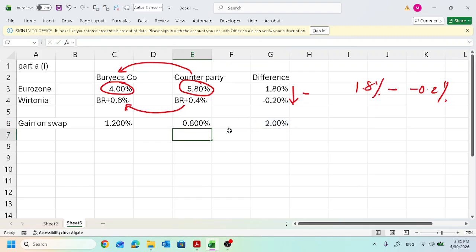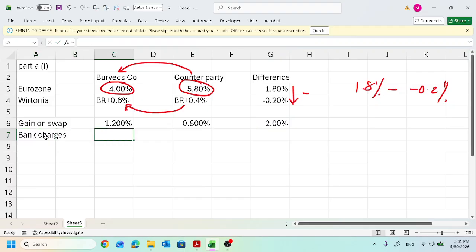So if the overall saving is 2%, 1.2% saving should be given to B company. 0.8% saving will be given to the counterparty. This is through bargaining. This is not from any theory. Based on the size of the companies, based on the bargaining powers of these companies, they would decide this in their negotiation phase. Now let's include the bank charges.